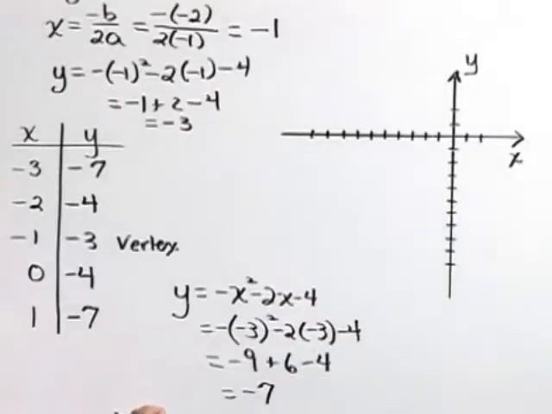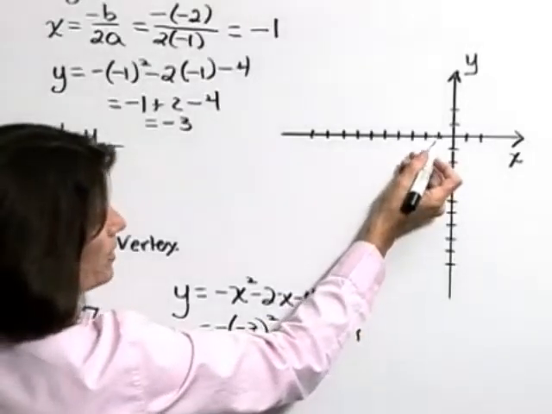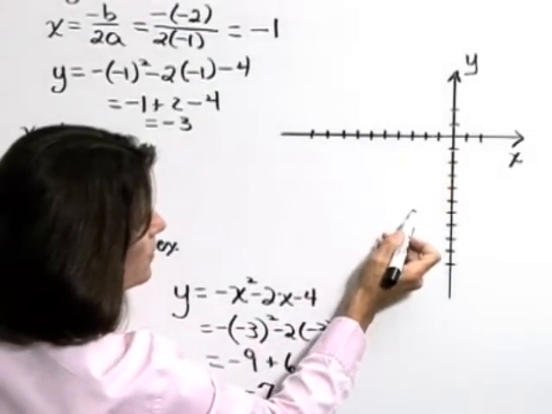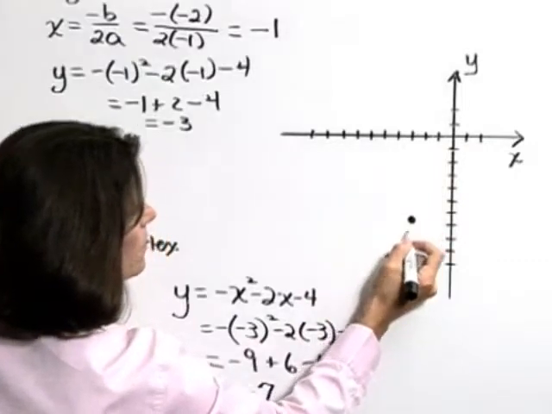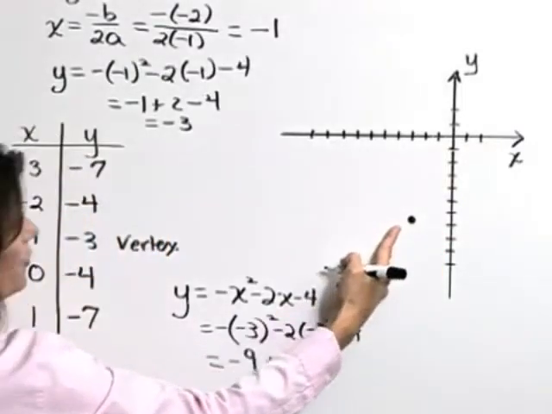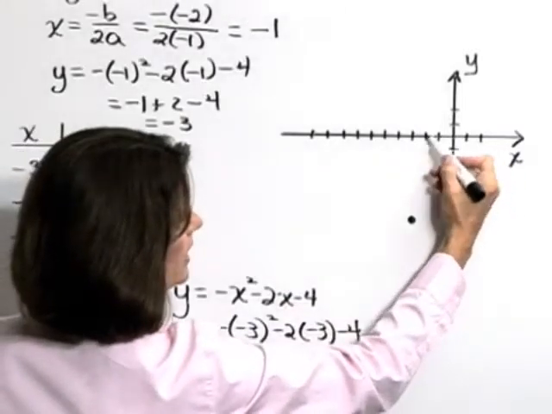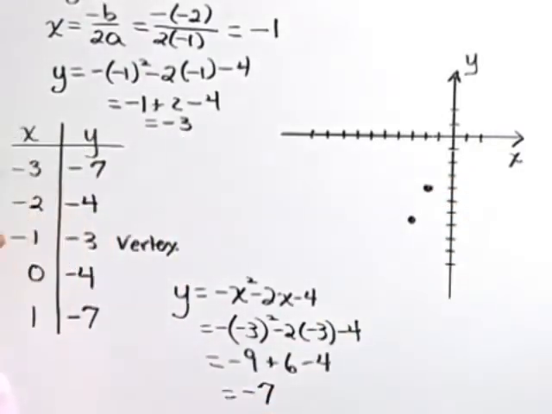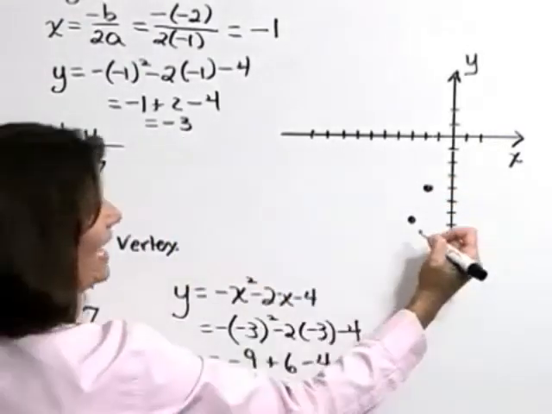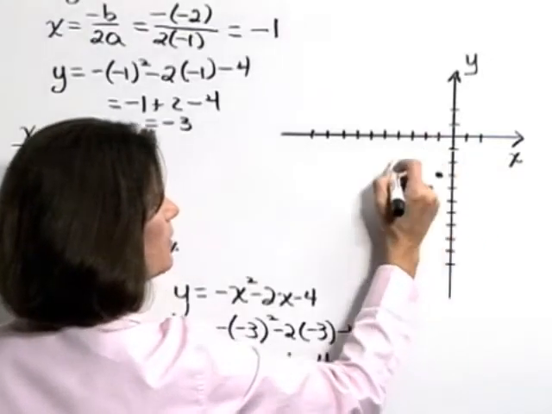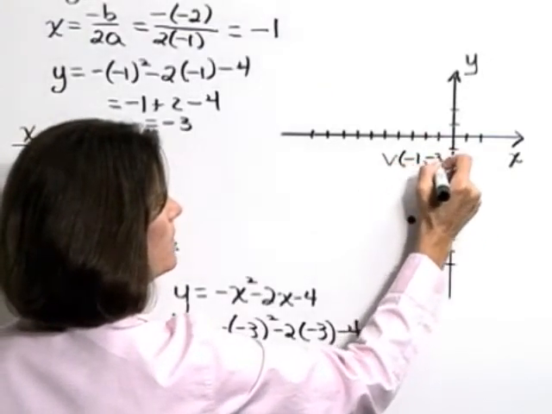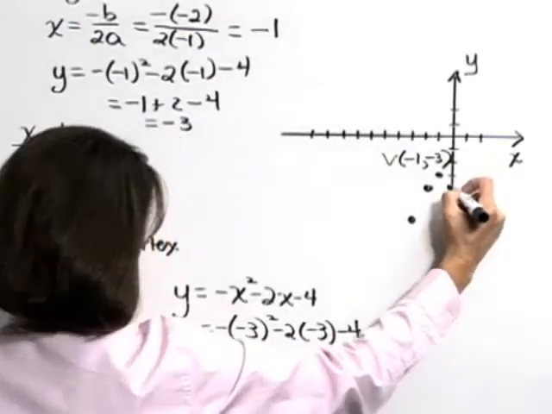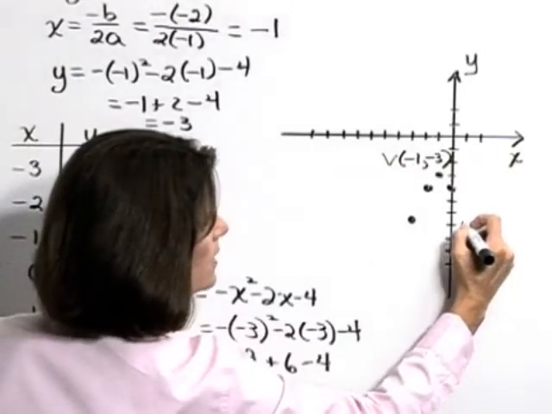We have the point negative 3, negative 7. So back 3 on the x-axis, 1, 2, 3, and down 7, 1, 2, 3, 4, 5, 6, 7. Point negative 3, negative 7. We've got the point also negative 2, negative 4. So left 2, down 4, negative 2, negative 4. The vertex at negative 1, negative 3, and I'm going to identify that clearly. We've got the point 0, negative 4, and 1, negative 7.